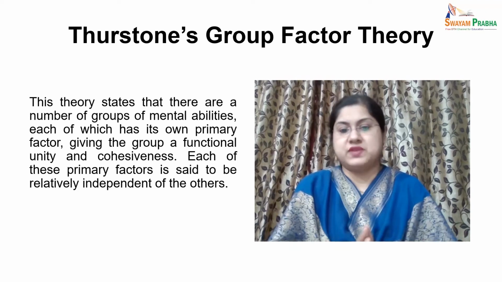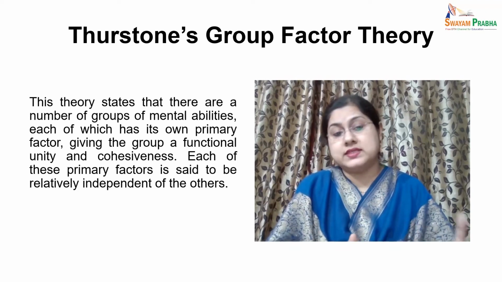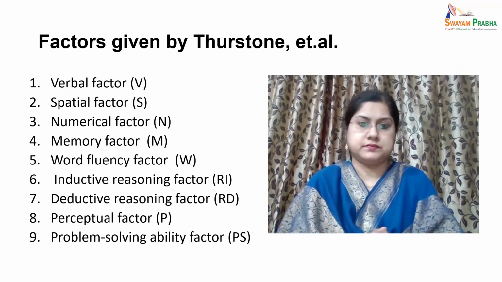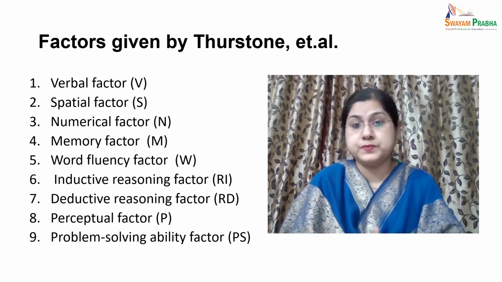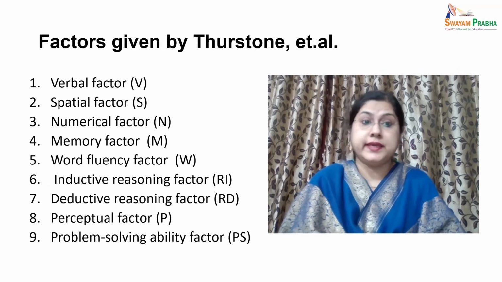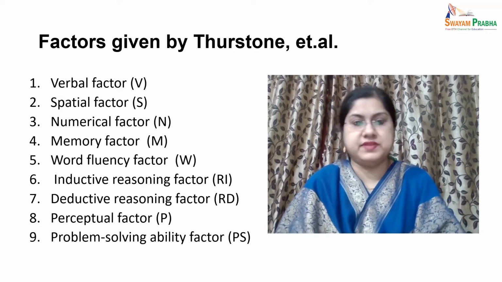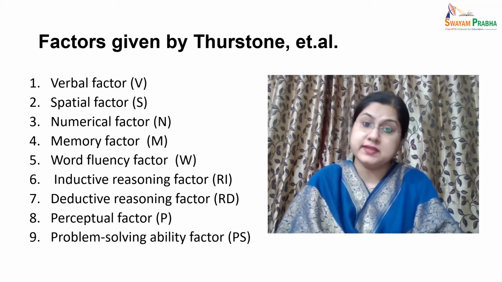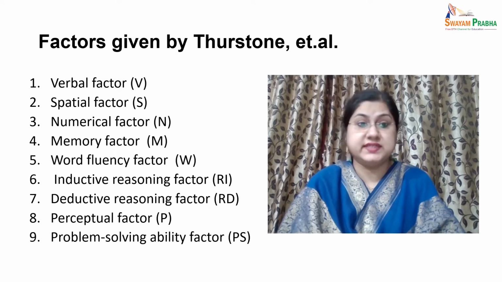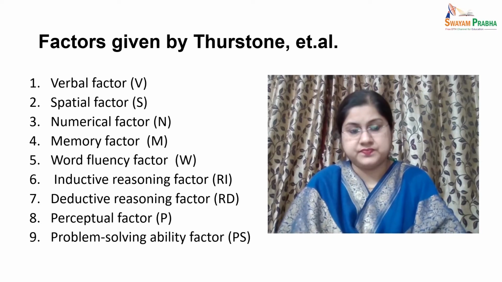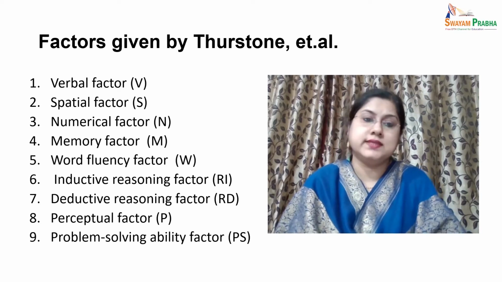Each of these primary factors is said to be relatively independent of the other. So there are a number of groups of mental abilities, each of which has its own primary factor. Thurston and his associates have differentiated 9 different factors. We are just going to discuss all these 9 factors.